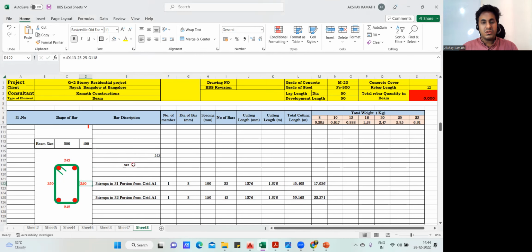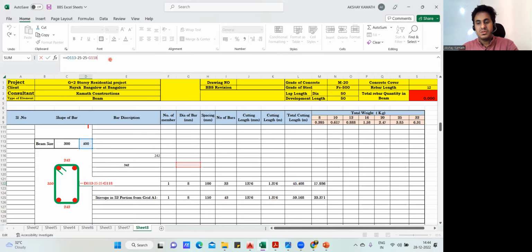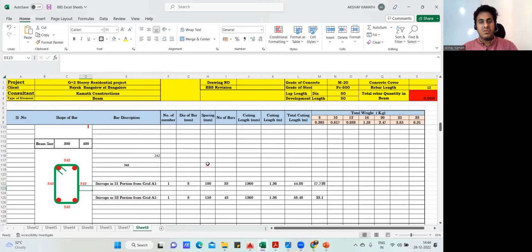400. Then why is it 342? I should have got the right answer, no? Okay, see, here one mistake happened. Minus 8 mm. Yeah, now it is correct. See, I got 342. Here also I got 342, and this is 242. This is 242. Got it?